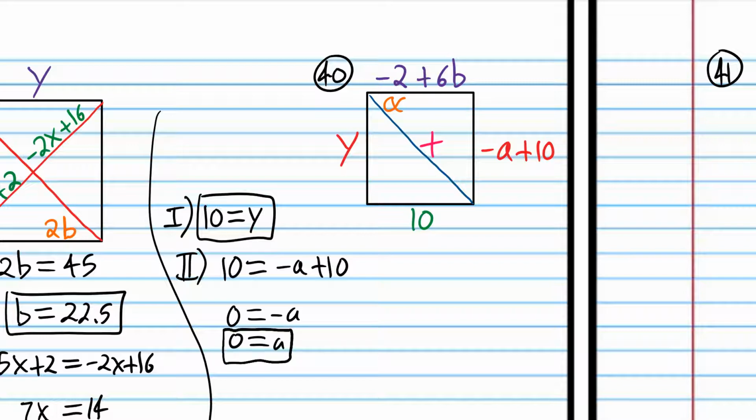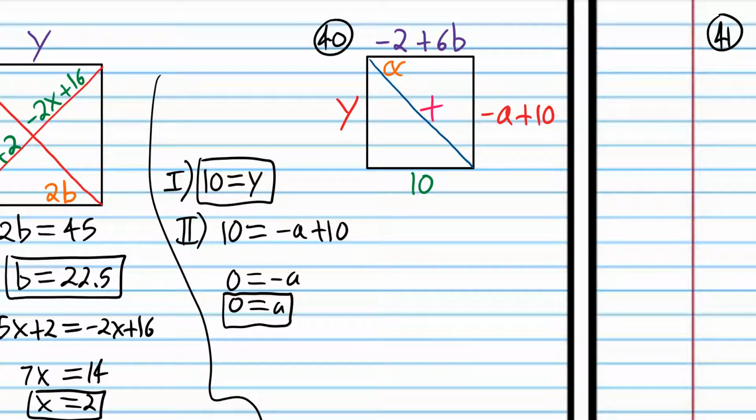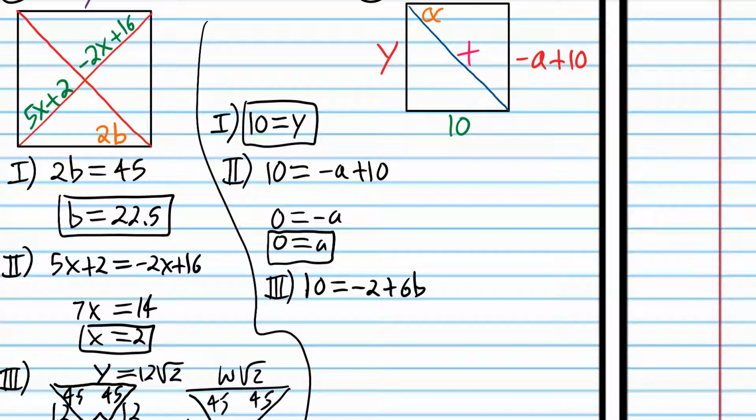So you might think, hey, you can't do that. A length can't be 0. Well, a is not the length. A is just a number inside this expression. The actual length is 10. And then we also know that 10 is equal to negative 2 plus 6b. Do the algebra on that, and we get b is equal to 2.